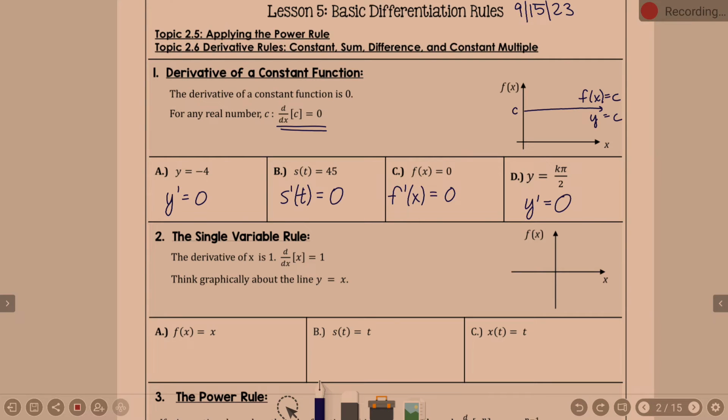The derivative of x is 1. So right here, d dx is saying the derivative with respect to x of x is equal to 1. So think graphically about the line y equals x. Y equals x looks like this, yes? So what would be the derivative? If we're looking at that line, y equals x, the slope of the line is 1.